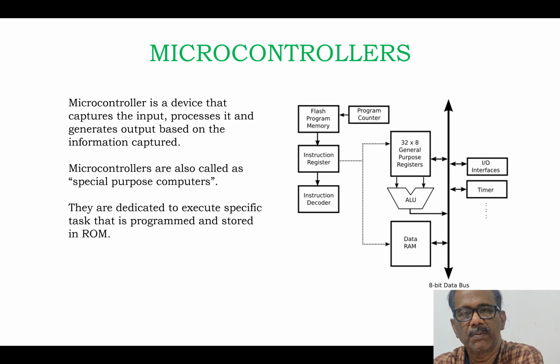A microcontroller has its own memory, and its own peripherals like timers and other such peripherals required to process an application. So we can say microcontrollers are special purpose computers. The block diagram of a basic microcontroller is shown here. It has an ALU, some general purpose registers, a RAM, a program memory, a program counter and other registers associated with an architecture.